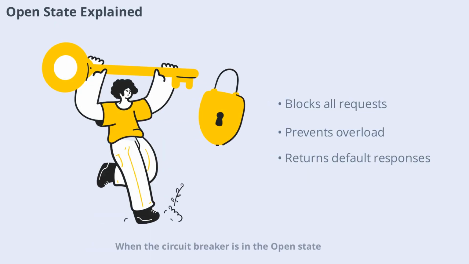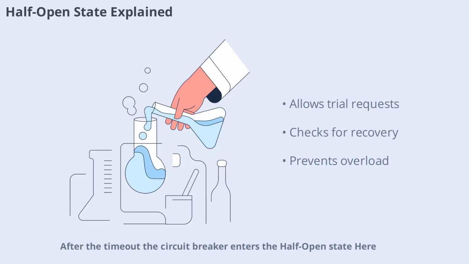When the circuit breaker is in the open state, it immediately fails all requests to the service. This prevents your application from wasting resources on operations that are likely to fail. The open state lasts for a set timeout period, giving the remote service time to recover. During this period, your app can return default or cached responses to users, maintaining a better user experience while protecting the system from overload. After the timeout, the circuit breaker enters the half-open state.